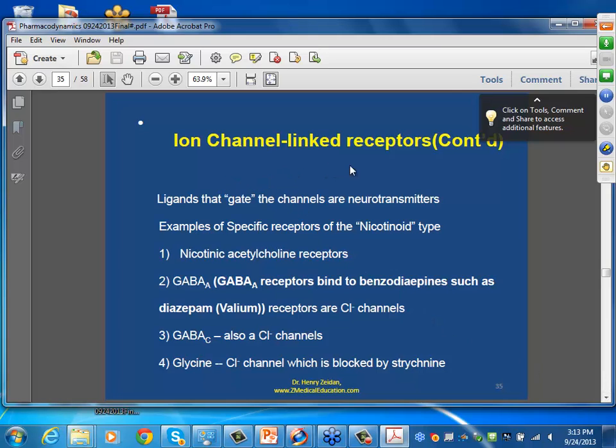The ion channel linked receptors. Again, those small molecules, including drugs that gate the channels, are neurotransmitters. Where do you see that? Yes, you see that with nicotinic acetylcholine receptors. You see that with GABA, gamma aminobutyric acid receptors, that love to bind with benzodiazepine. Those are chloride channel receptors. GABA C also opens chloride channels. Glycine receptors are blocked with strychnine, which is poison for rats.